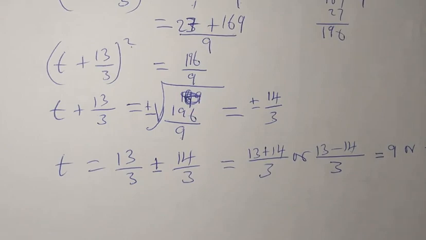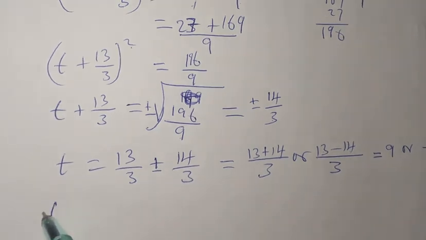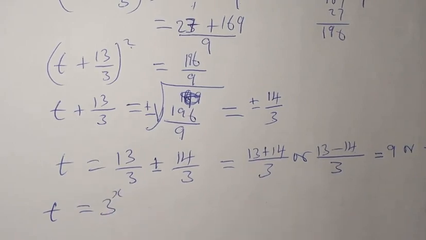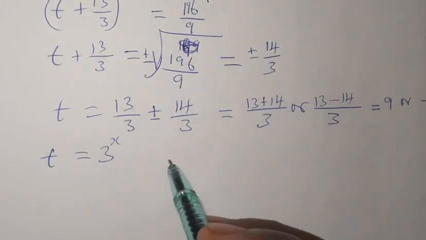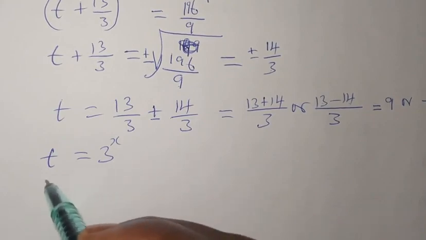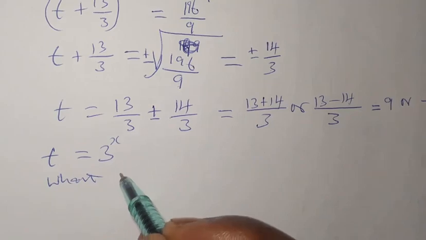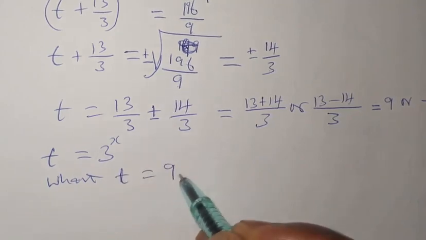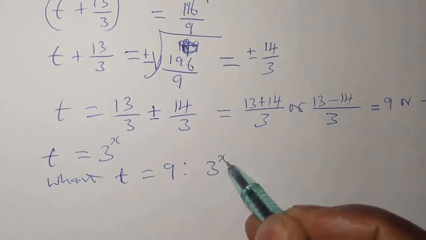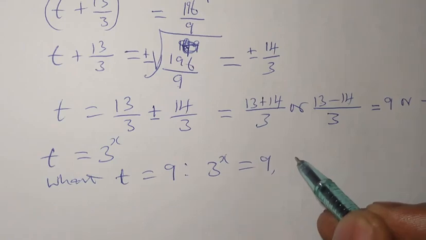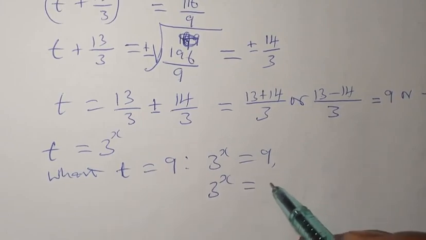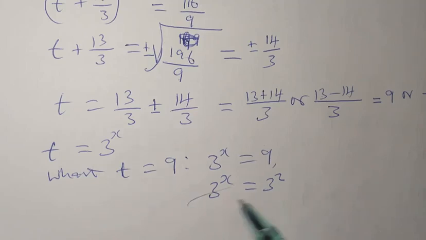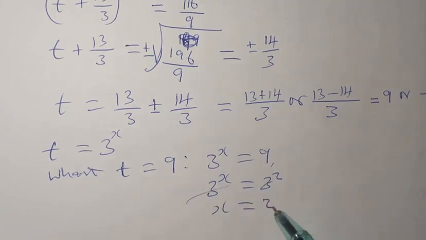But this is not what we have been asked to calculate. Recall that we said let t be equal to 3 raised to the power of x. So we want to find the value of x, which we were asked to calculate. So now, when t is equal to 9, then we'll have 3 raised to the power of x equals 9, which is the same thing as 3 raised to the power of x equal to 3 raised to the power of 2. So that this will cancel this, and our x is equal to 2.